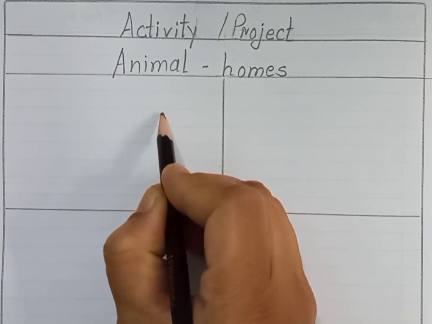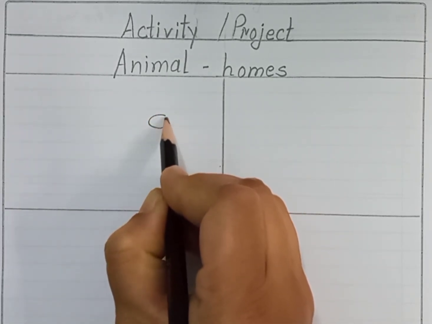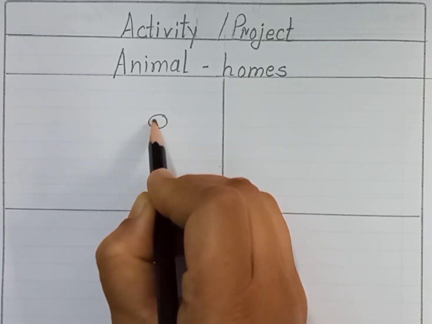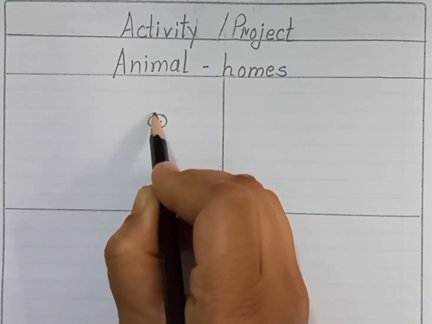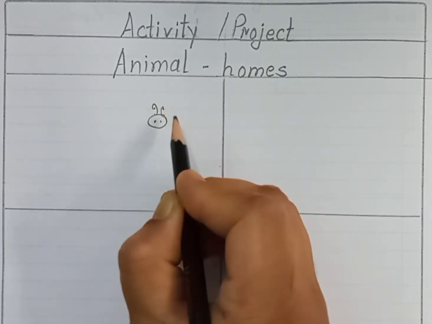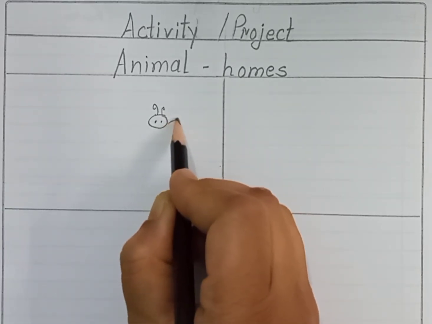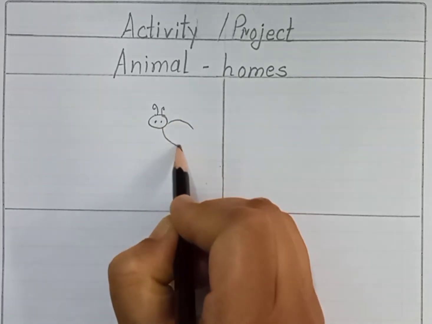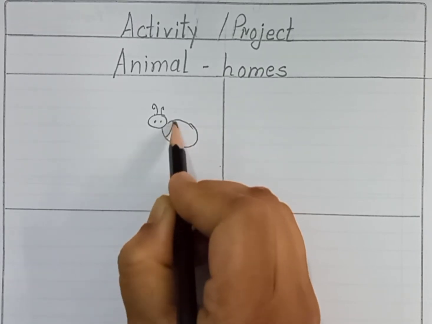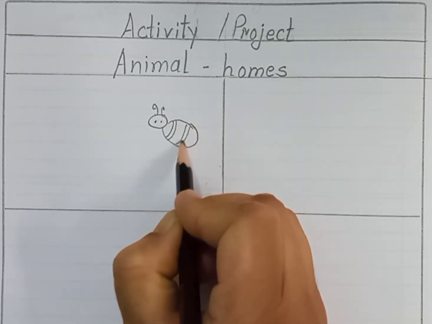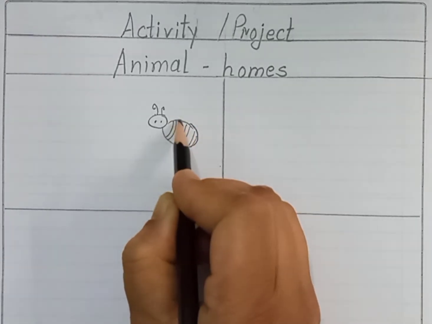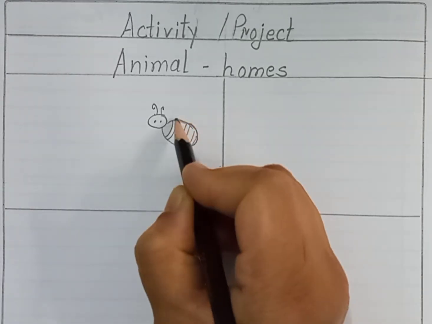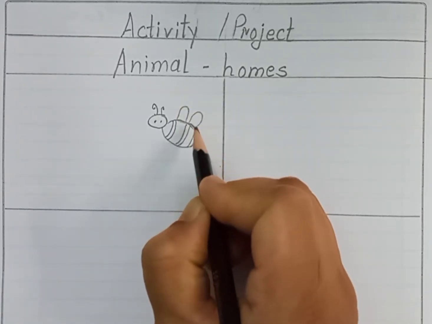Yes, I'll draw one bee here. Yay! So here is a bee. And do you know, children, what is the name of the home of a bee? Yes, that is beehive. You know the answer. So this way your bee is complete.